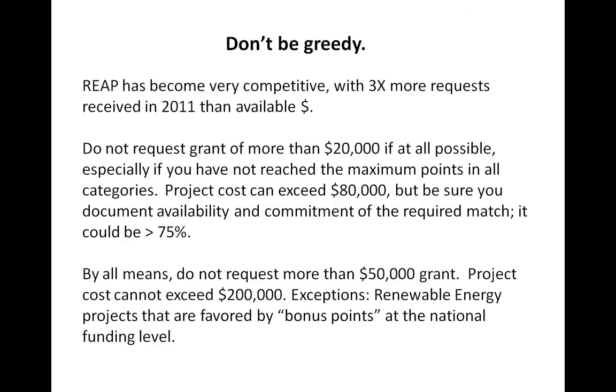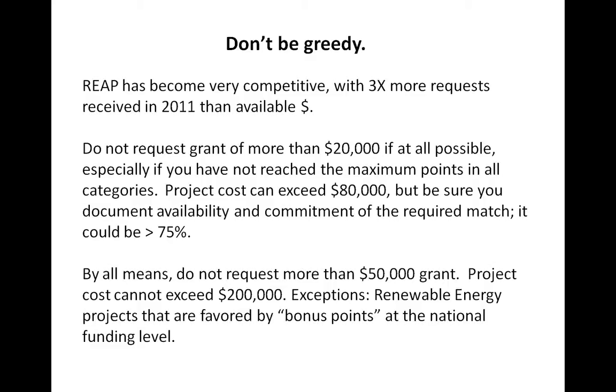So getting started, the first key to remember is don't be greedy. REAP has become very competitive, especially over the last 3 years or so. In 2011, the agency Rural Development received 3 times more requests than they had money for. So if at all possible, keep your grant request under $20,000. There's a set-aside pool of money for a request of that size. So if you don't get funded in that pool, you still are eligible to compete with the big guys, so to speak. So try to keep your request at less than $20,000.